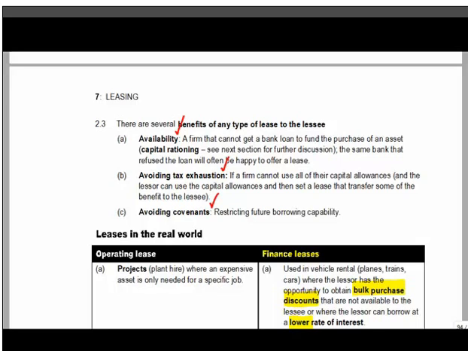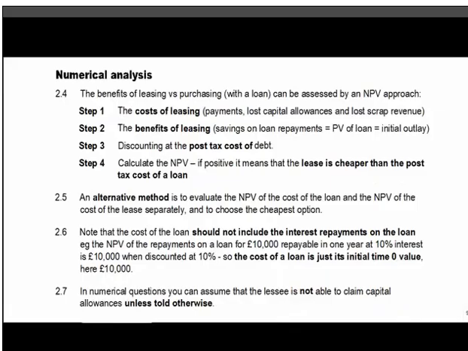Okay, now let's start to have a look at some of the potential numerical areas. We'll run through a couple of examples in a minute, but let's start off by talking about the principles. In principle, the cost of leasing can be clearly outlined in terms of what you're going to have to pay as the lease, and also, and perhaps slightly less obvious, the capital allowances that you're not getting because you've chosen not to purchase the asset outright.